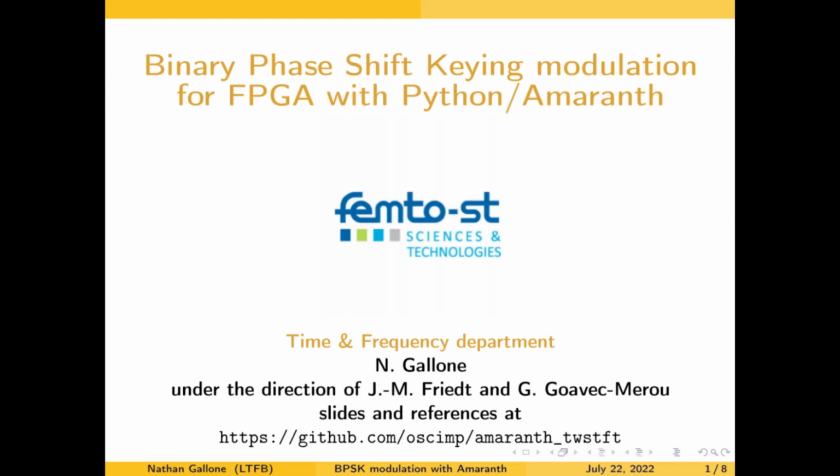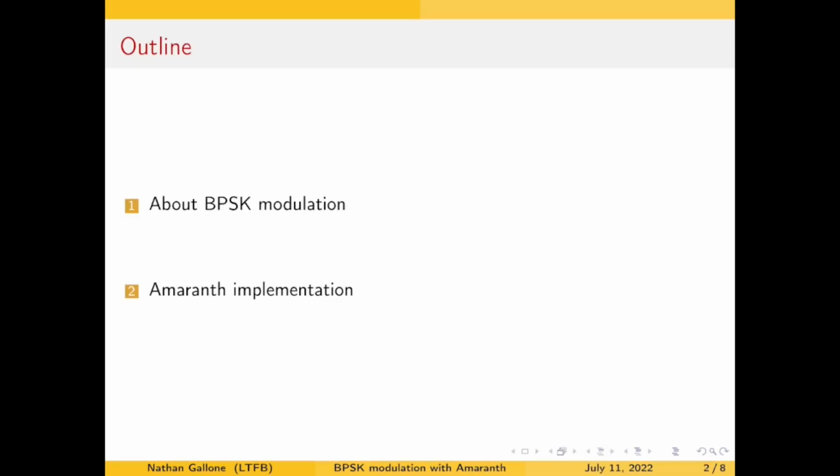Welcome to this presentation. Today we are going to talk about how to create binary phase shift keying modulation for your FPGA board. So it's a software-defined radio thing, and to do so we are going to use a Python package called Amaranth. During this presentation we're going to talk about the concept of binary phase shift keying modulation, and then we'll see an Amaranth implementation.